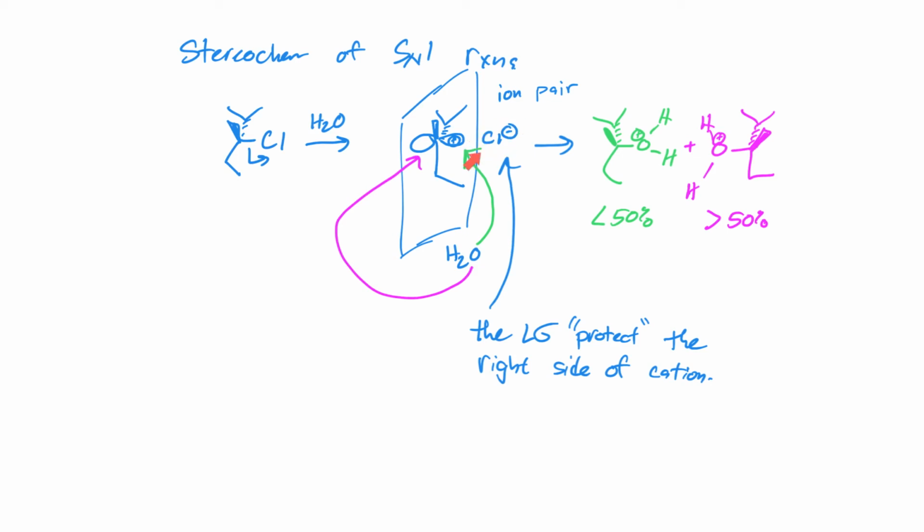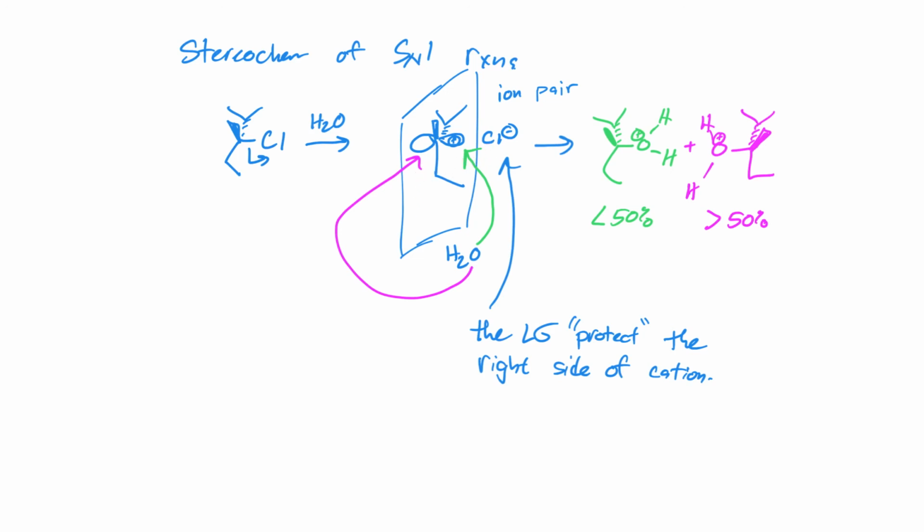The leaving group is going to block partially, not a lot, but partially attack via the green arrow in this case. And so that means we'll get less than 50% of the nucleophile adding from the right side. And I'm not saying we get 25% of this ion and 75% of this, but maybe it's 45 to 55, or even 47 to 53. So it's slightly out of balance, but it's not very far out of balance. And that's the result of this ion pair here.